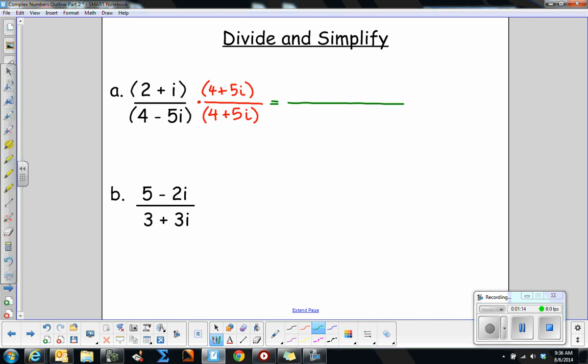Now we multiply, like in the last set of examples, using the distributive property. 2 times 4, 2 times 5i, i times 4, i times 5i. In the denominator, 4 times 4, 4 times 5i, negative 5i times 4, and negative 5i times 5i.